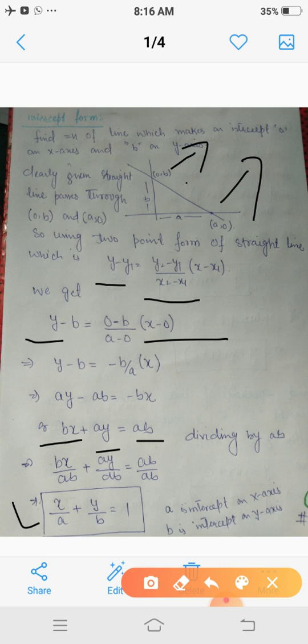Here a is the intercept on the x-axis, b is the intercept on the y-axis. So simply the denominator of x gives us the intercept on the x-axis, while the denominator of y gives the intercept on the y-axis. x by a plus y by b equals 1 is the required equation. Here both intercepts are positive. If both are negative or one of them is negative, then we have to simply replace the corresponding value by its negative. So this is the required intercept form.